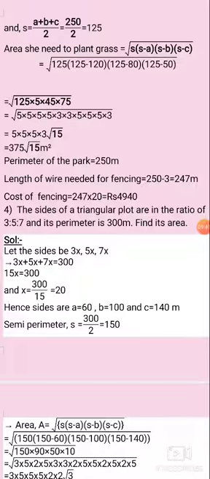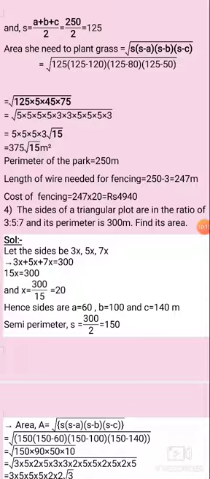Hence the sides are: 3x, that is 3 into 20, 60. Then 5x, 5 into 20, 100. Then the next one is 7x, 7 into 20, which is 140 meter. Now the semi-perimeter is the sum of the lengths of the three sides by 2. So 60 plus 100 plus 140 by 2 is equal to 300 by 2, which is equal to 150.